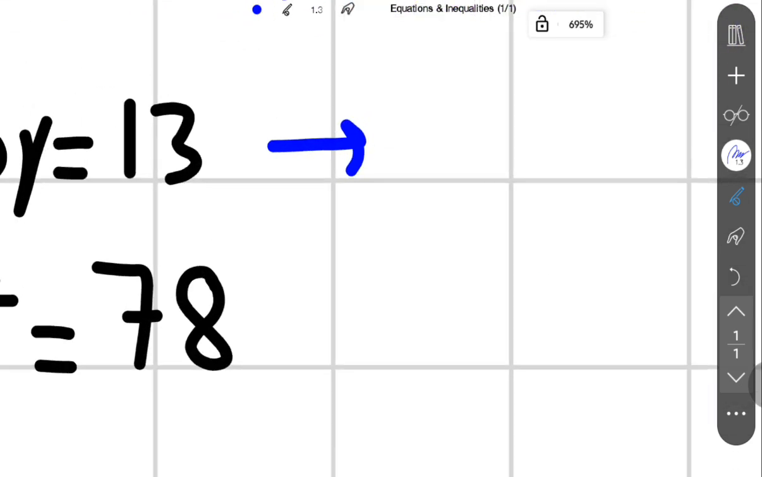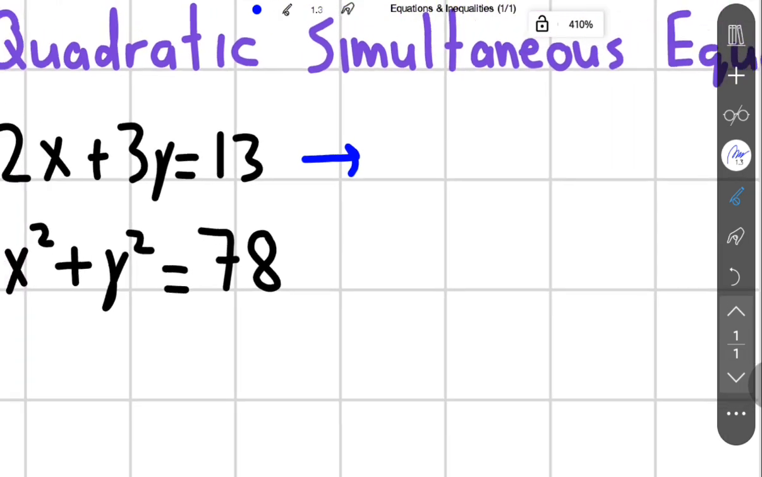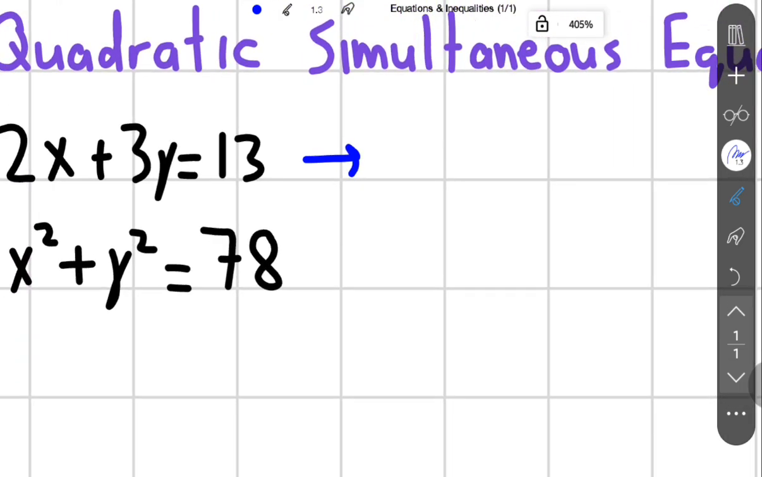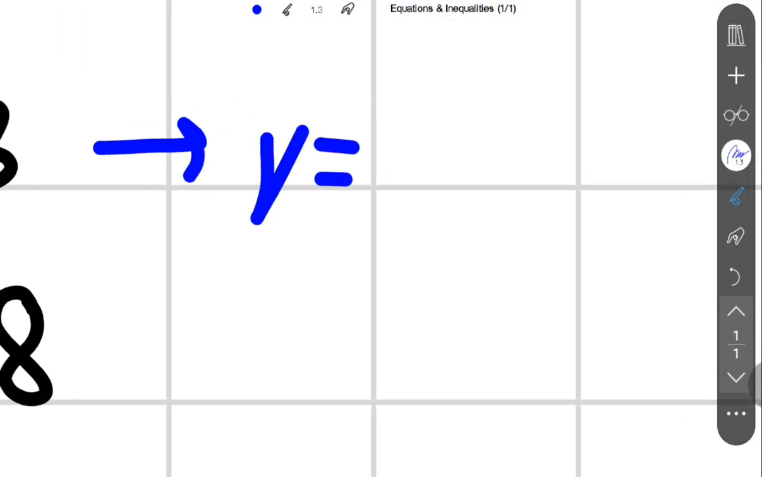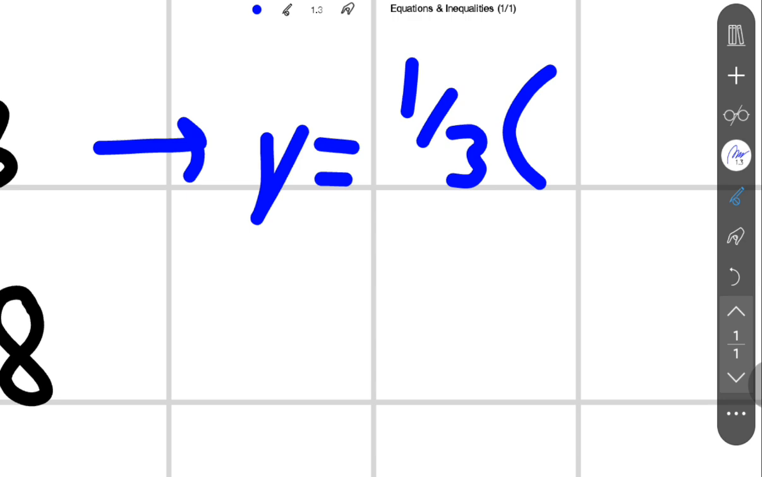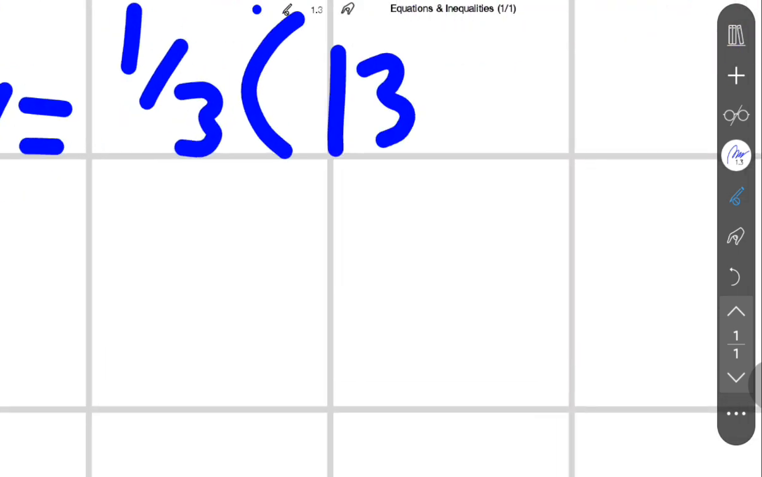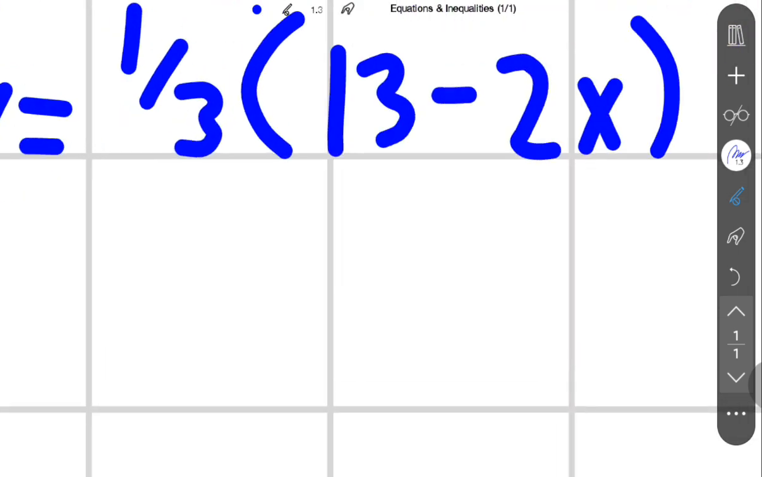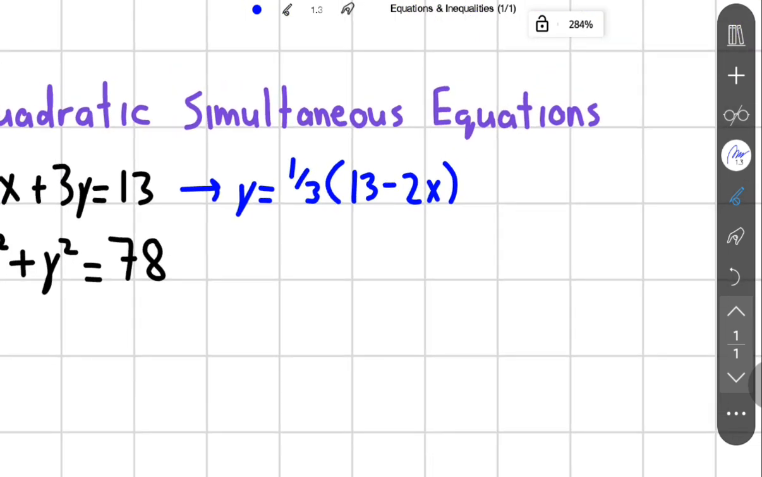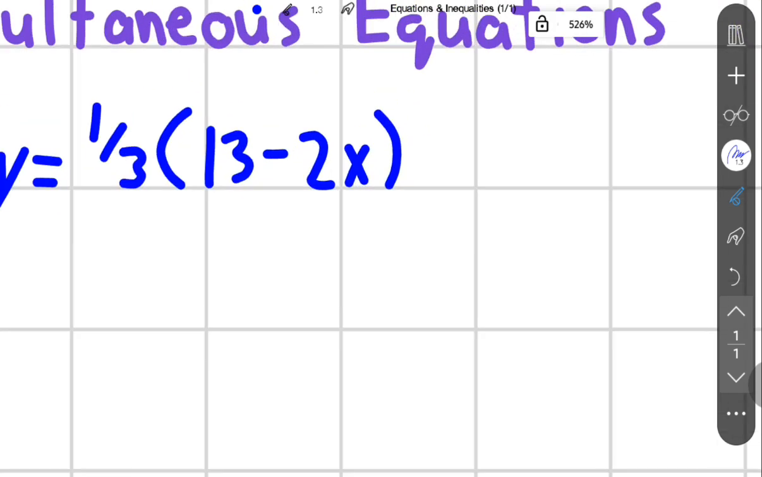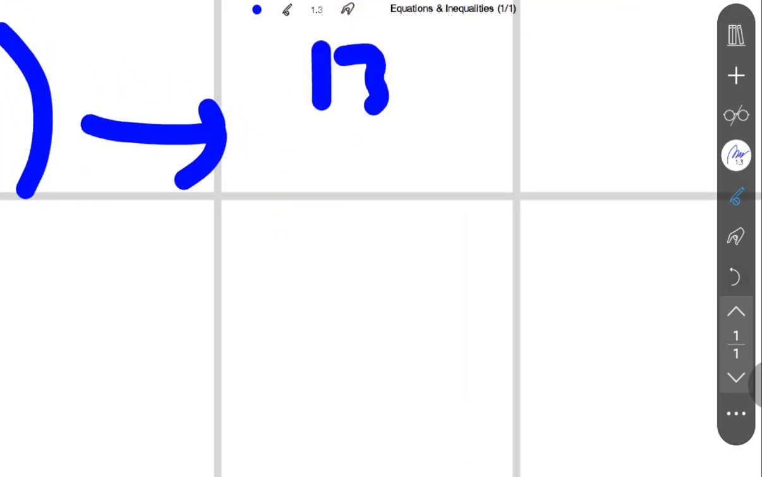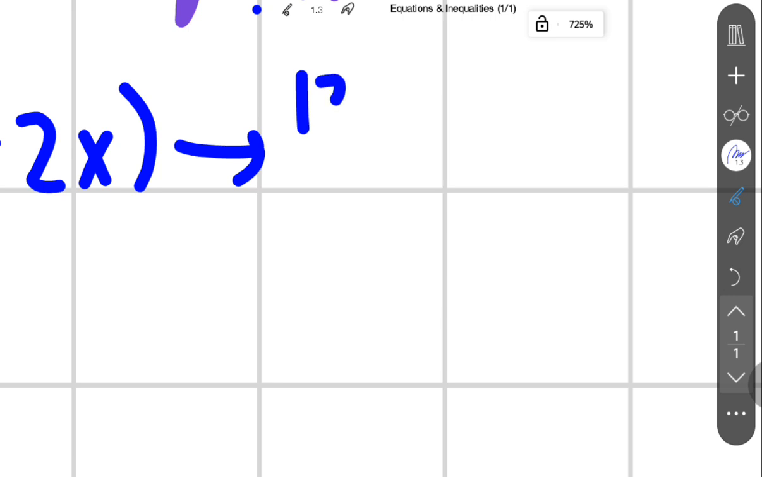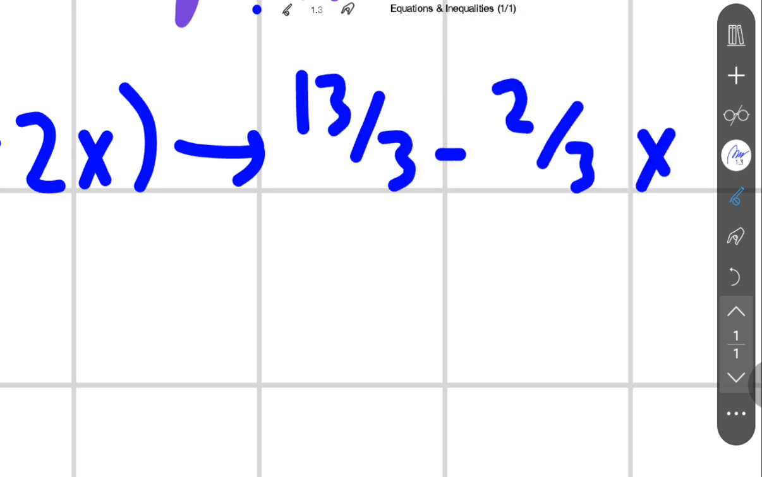So we have 13 minus 2x, and we can just divide it by 3. So we have y equals 1 over 3 times (13 minus 2x), and let's just simplify it and distribute the third into each term. So we have 13 over 3 minus 2 over 3 x.